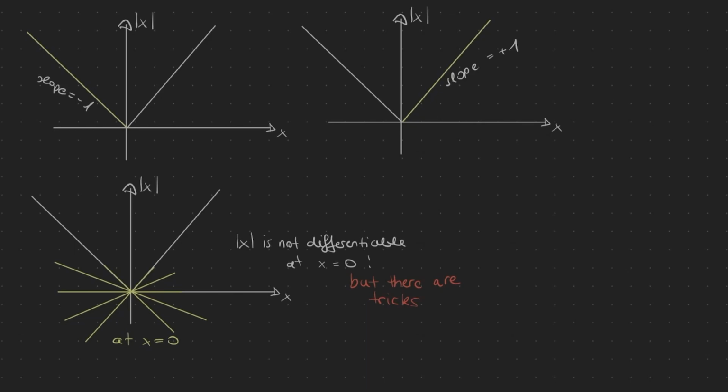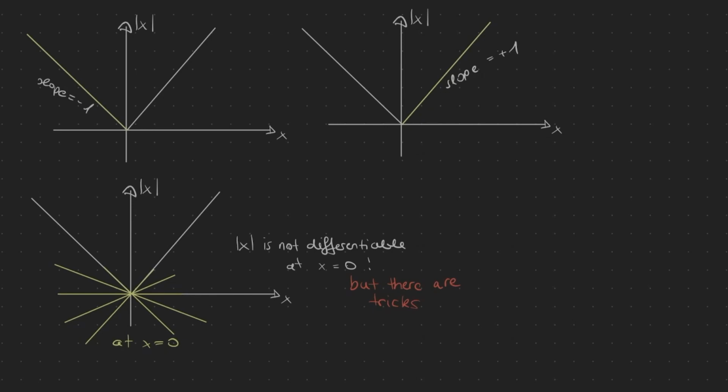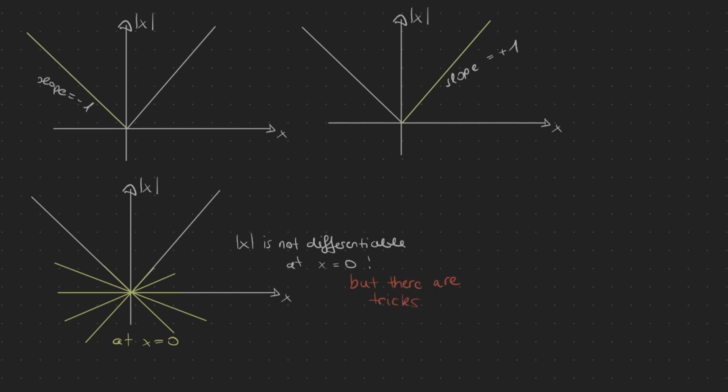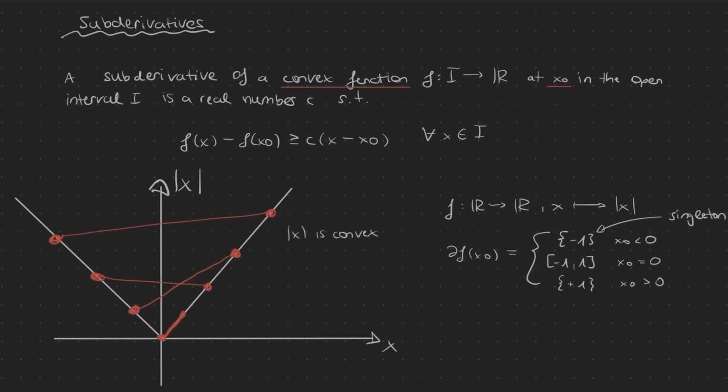The problem is at x equal to 0, where we can draw several tangent lines. So what is this trick in order to define a derivative? Well, mathematically speaking, there is no function derivative because this function is not differentiable at x equal to 0. But let's have a look at subderivatives for a second. Here we got a proper definition of a subderivative, but forget it for a second.